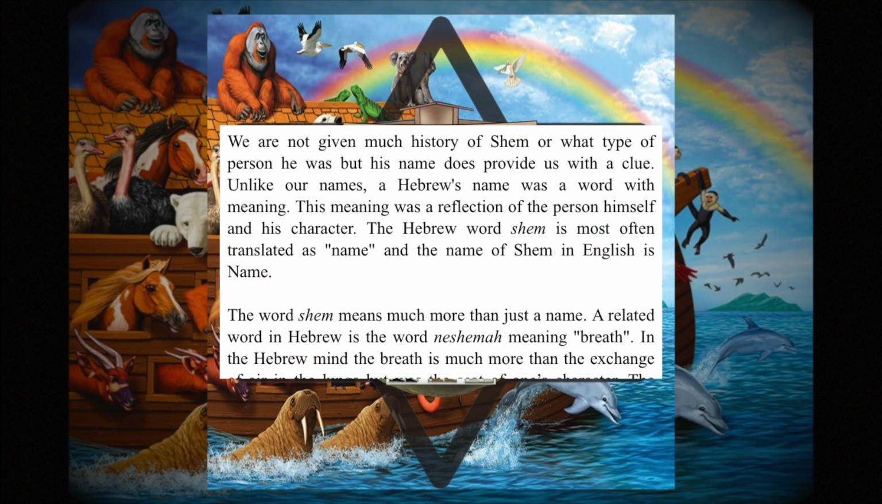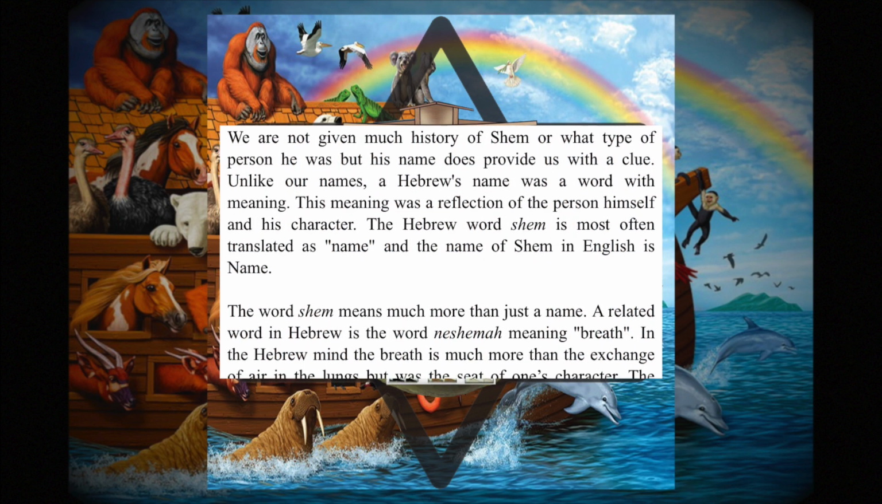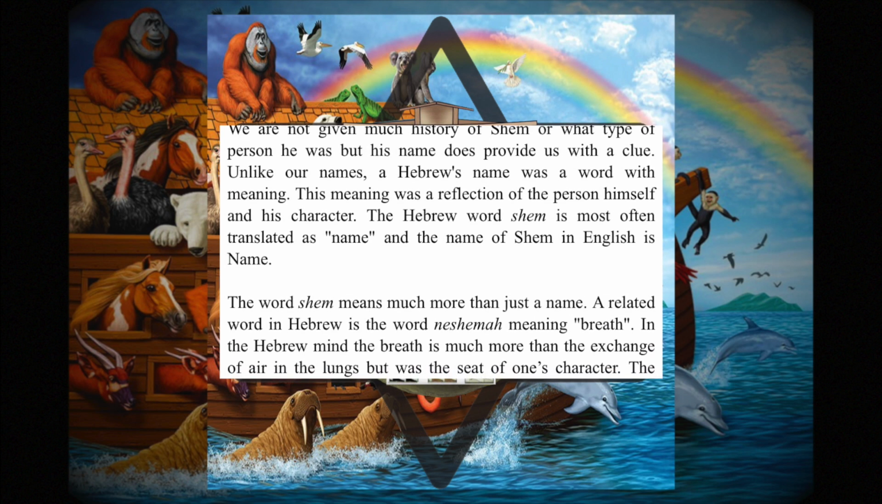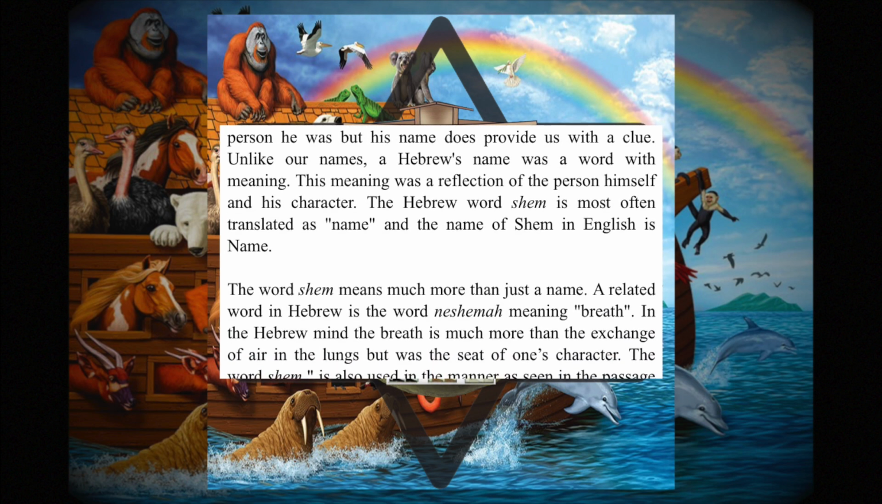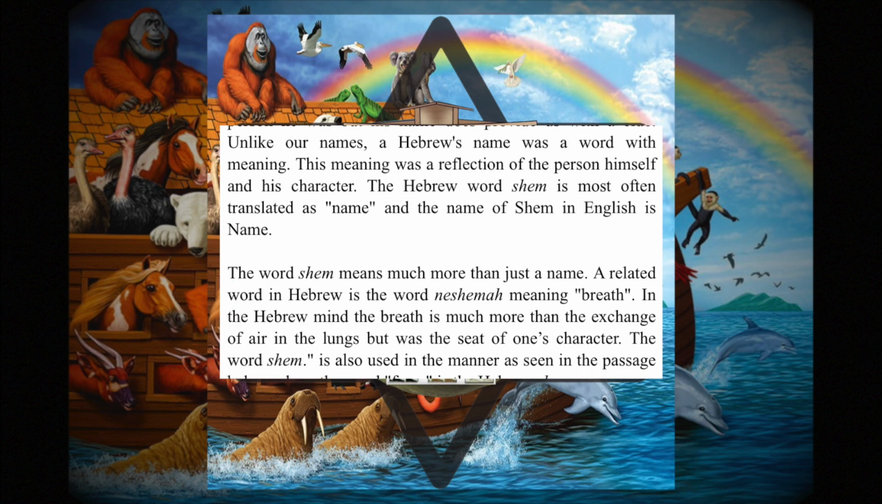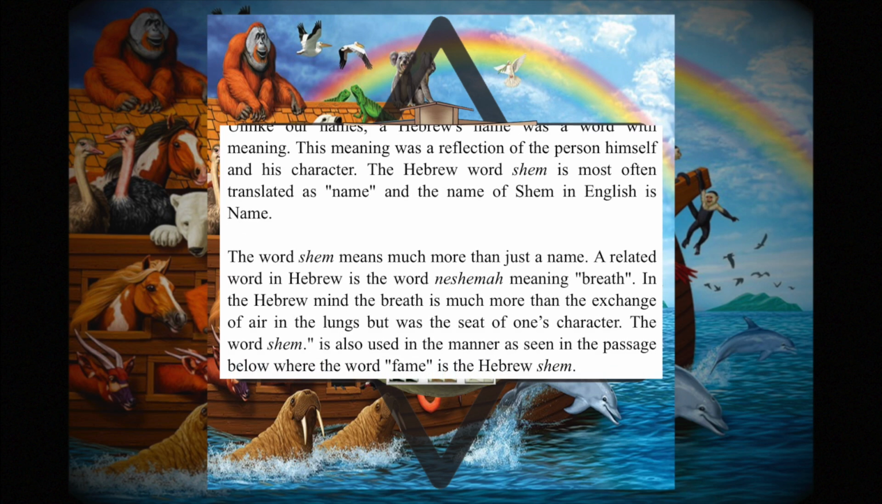We are not given much history of Shem or what type of person he was, but his name does provide us with a clue. Unlike our names, a Hebrew's name was a word with meaning. This meaning was a reflection of the person himself and his character. The Hebrew word Shem is most often translated as name, and the name of Shem in English is Name. The word Shem means much more than just a name.